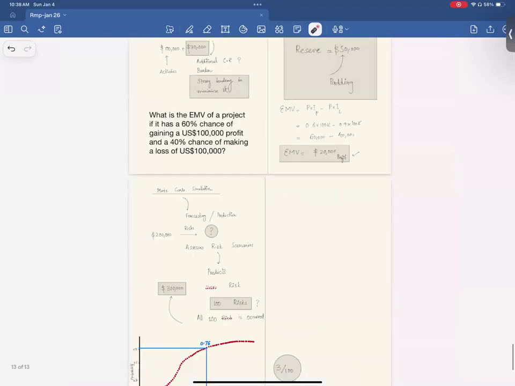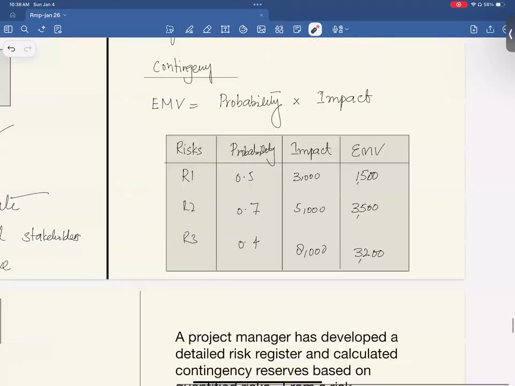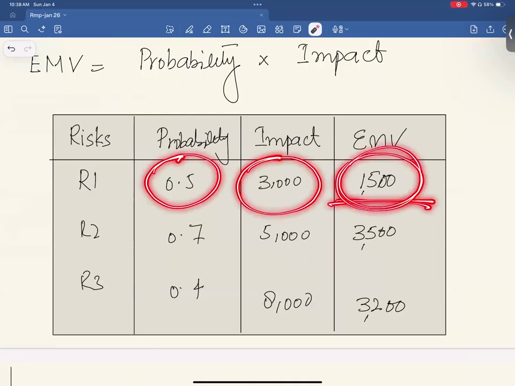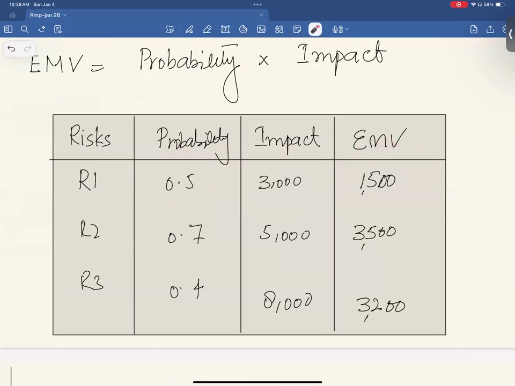Let me go back. So this calculation here is where we calculate the expected monetary value of an individual risk. This is how we do that. We calculate the probability, then we calculate the impact, then we calculate what the EMV of that risk is. So this is where it is done.